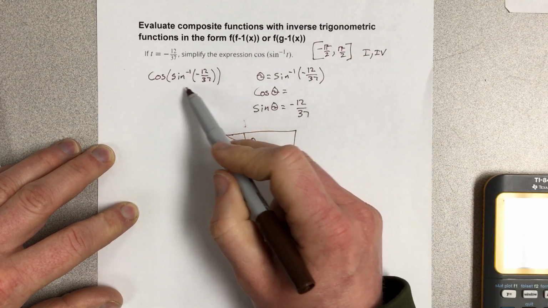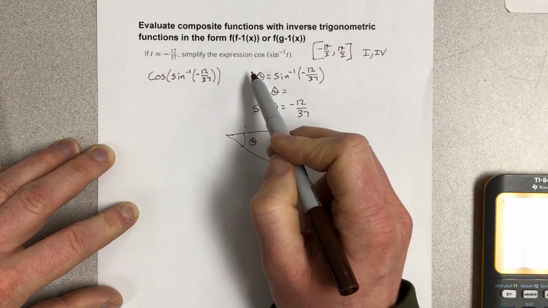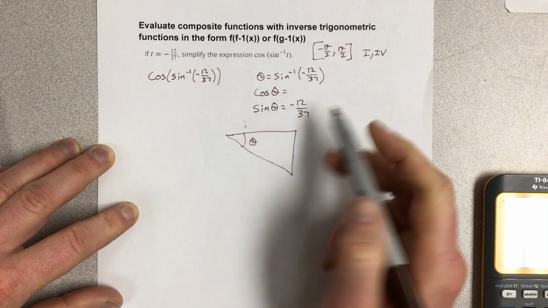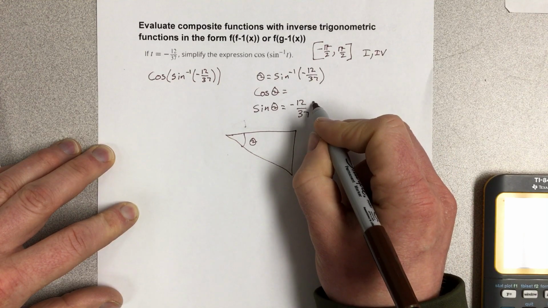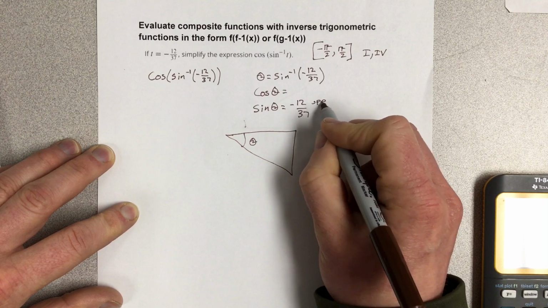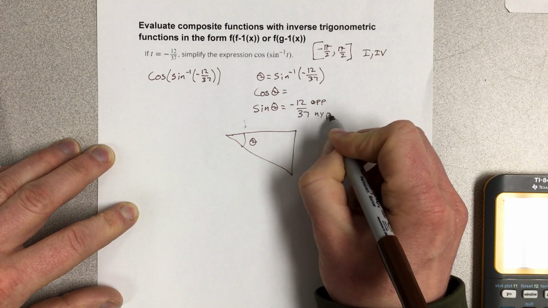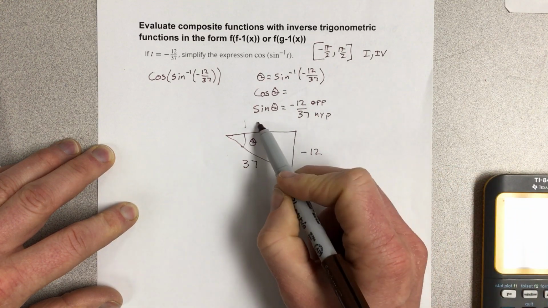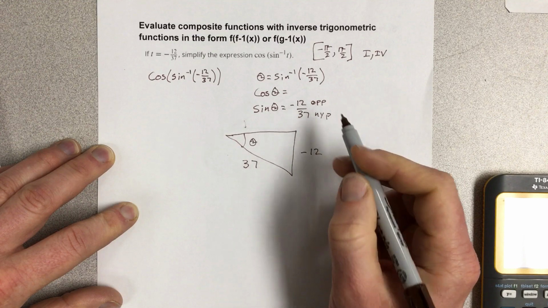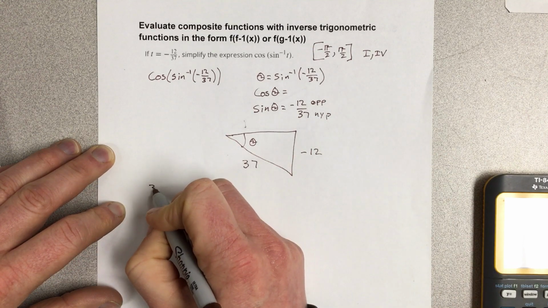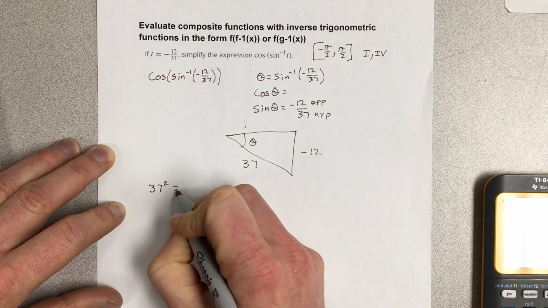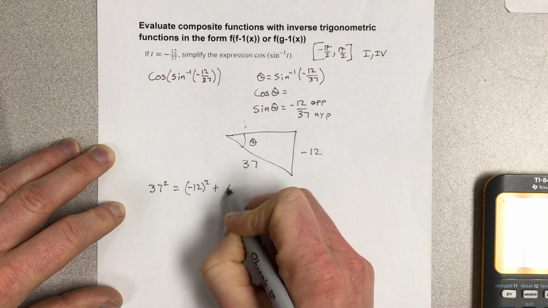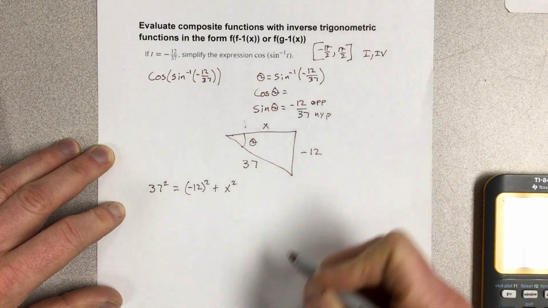I said this sine inverse is giving me theta, which means I have cosine theta. This really means I have sine theta equals this. So then this would be the opposite side, and this is the hypotenuse. So I can say that's negative 12 and that's 37. And I can figure out what this side would be by doing the Pythagorean theorem. So I'm going to say 37 squared is equal to negative 12 squared plus x squared. I call that x.